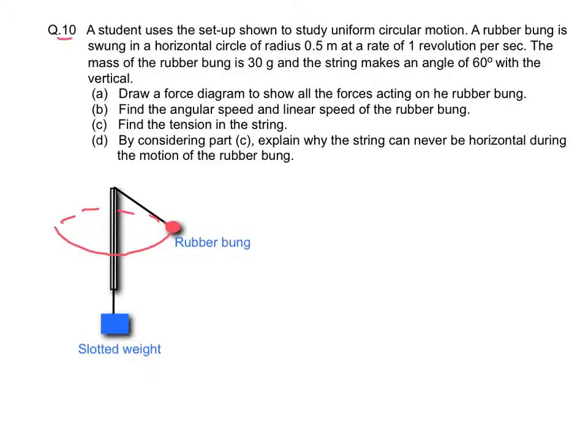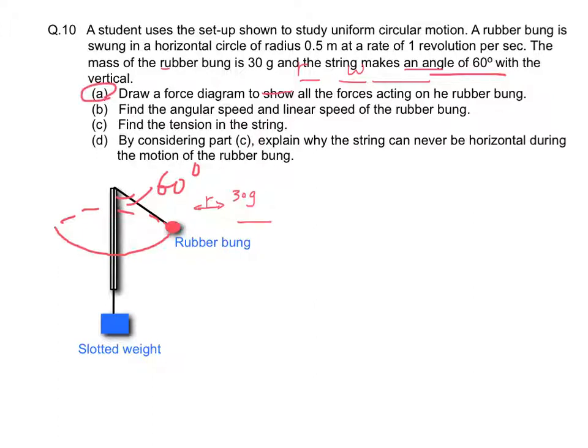Question number 10. A student uses the setup shown to study uniform circular motion. A rubber bug is swung in a horizontal circle of radius 0.5 meter at the rate of 1 revolution per second. The mass of the rubber bug is 30 grams and the string makes an angle of 60 degrees with the vertical.